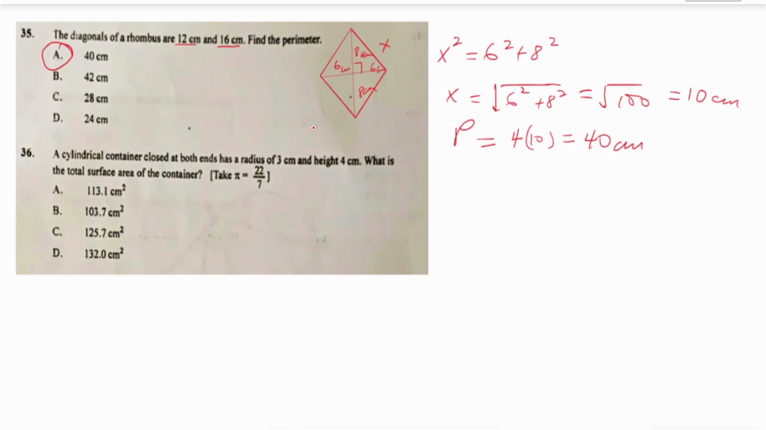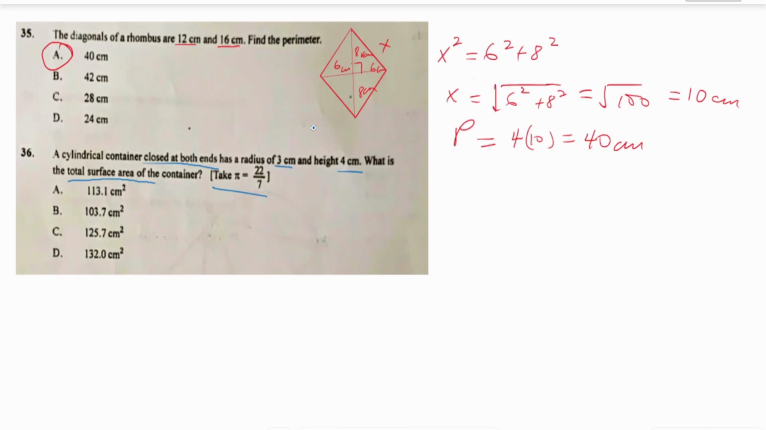We go to question 36, which reads that a cylindrical container closed at both ends has a radius of 3 centimeters and height 4 centimeters. What is the total surface area of the container? Take pi equals 22/7. The key fact from this problem is that the cylindrical container is closed at both ends, a very important information. And then the radius is 3 centimeters, the height is 4 centimeters. And then we are solving for the total surface area. You have to take pi equal 22/7.